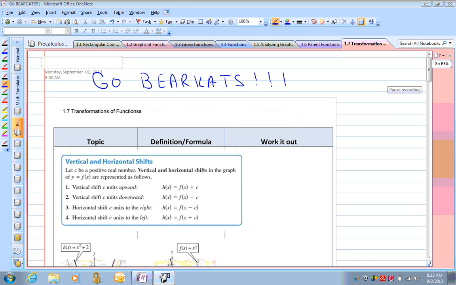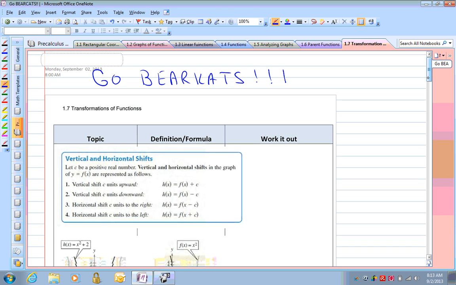Okie dokie, go Bearcats. All right, we're on to 1.7, so please make note in your notes that we have changed from 1.6 to 1.7, title that. When I come around to look at your notes, I am going to look for those 3 columns on the parent function that you just did, so I'll be looking for that.